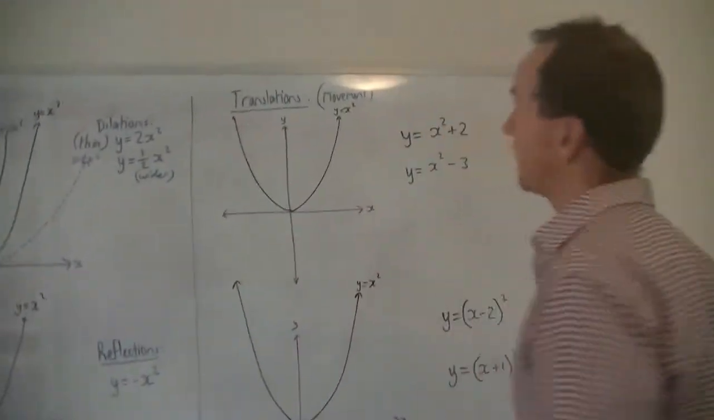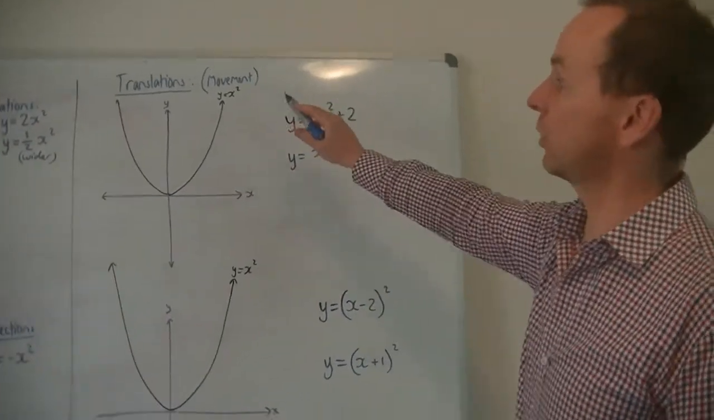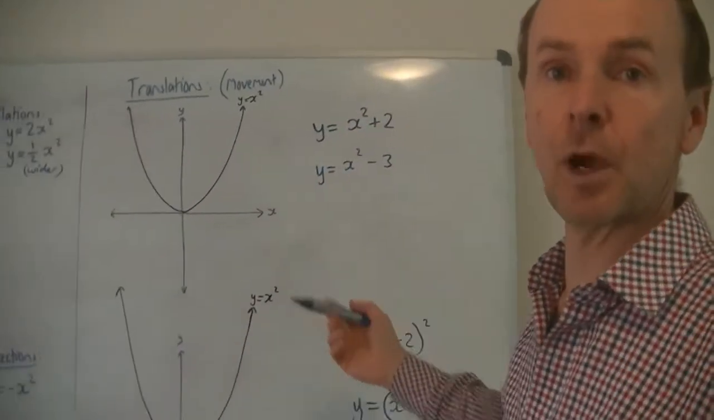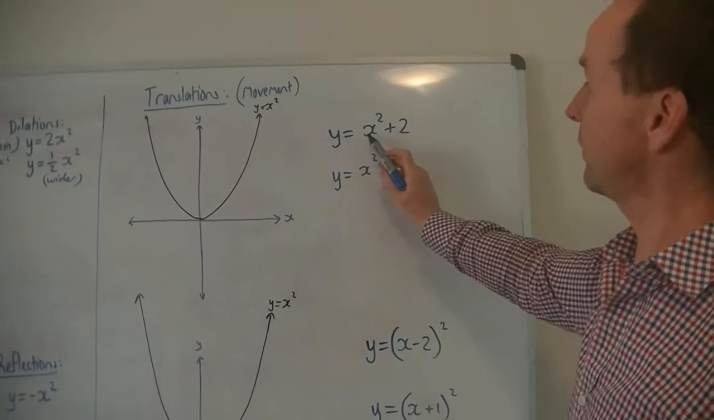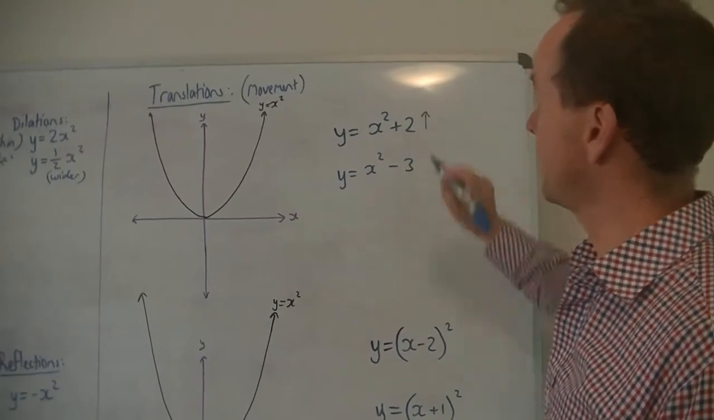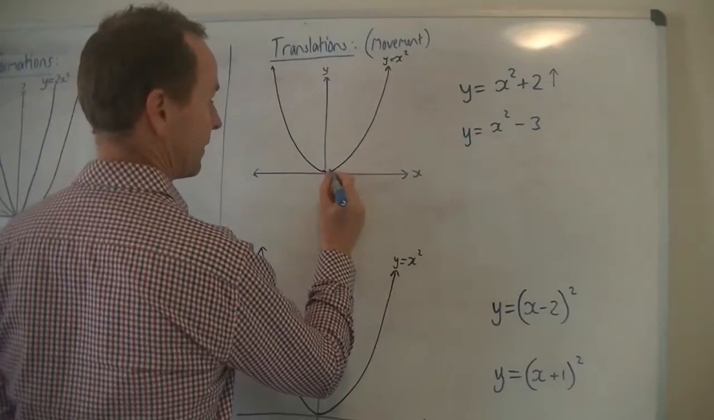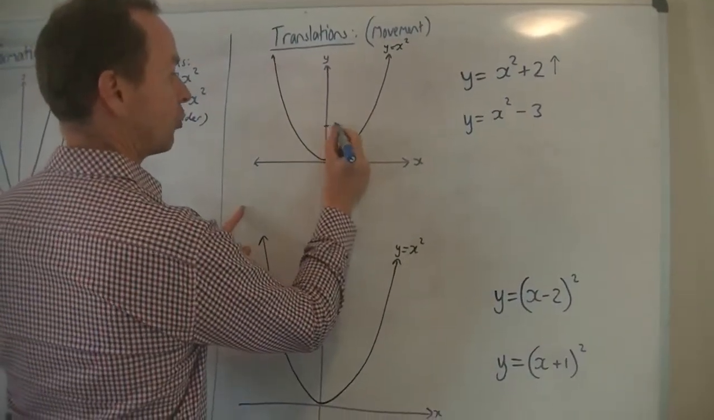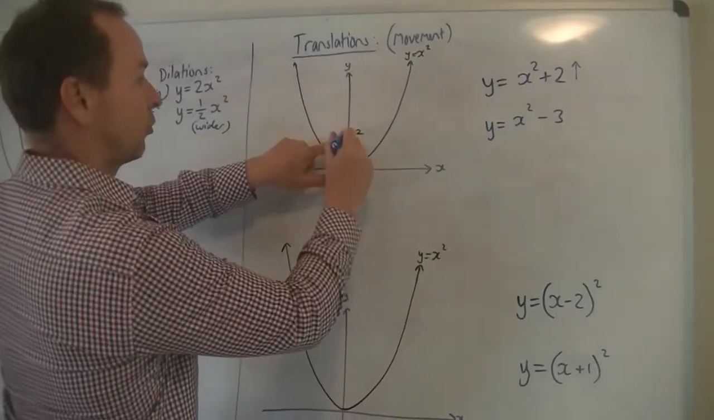Alright. Now the last translation we're going to do is a movement. So we're going to translate it, move it, either up or down, or left or right. So let's look at the first one, y equals x squared plus 2. So the plus 2 means the whole thing can be moved up 2 spots. And the turning point is very important here. So instead of being at 0, 0, we move it up 2. So that's a value of 0, 2. The y-intercept is at 2.